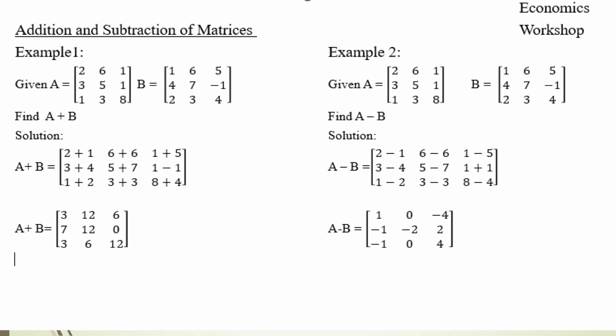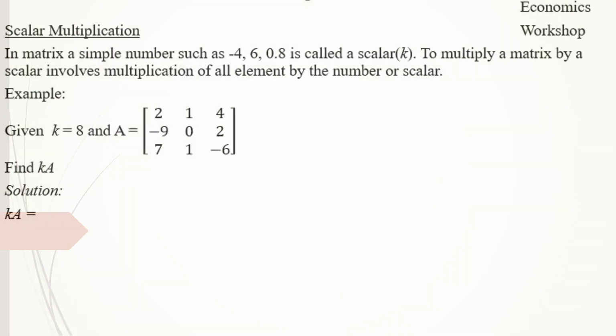in economics. Scalar multiplication. In matrix, a simple number such as minus 4, 6, 0.8 is called a scalar, and it is denoted with K. To multiply a matrix by a scalar involves multiplication of all elements by the number or scalar. So whenever we are to multiply a matrix by a scalar, it involves multiplying all the elements by the scalar.